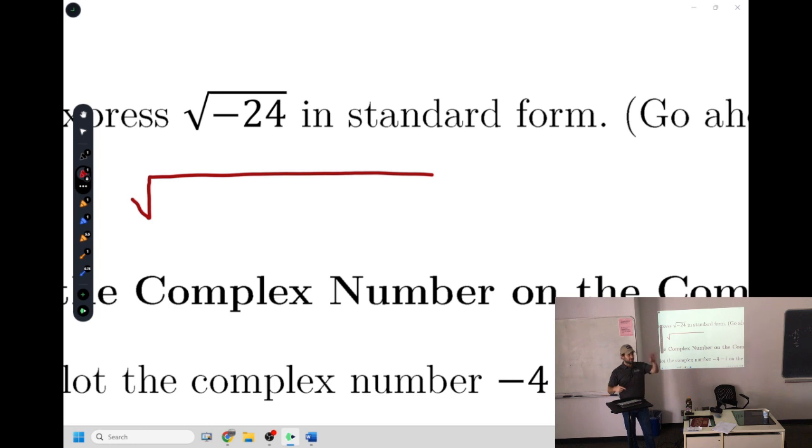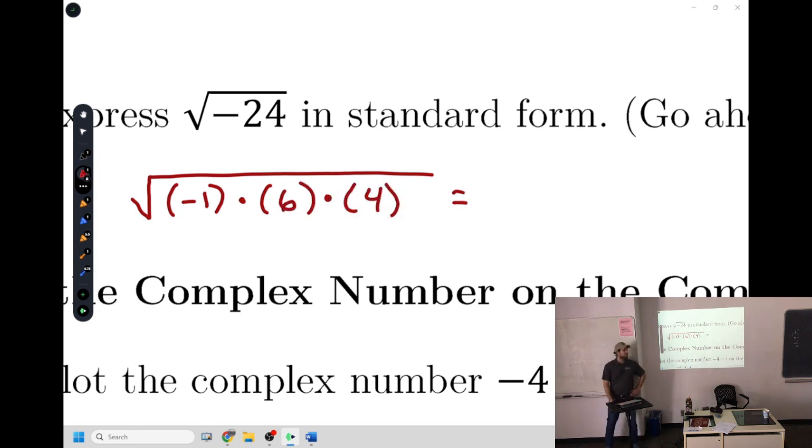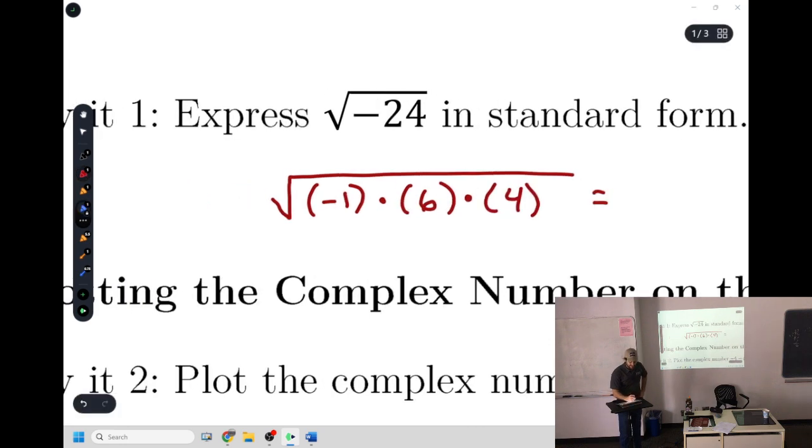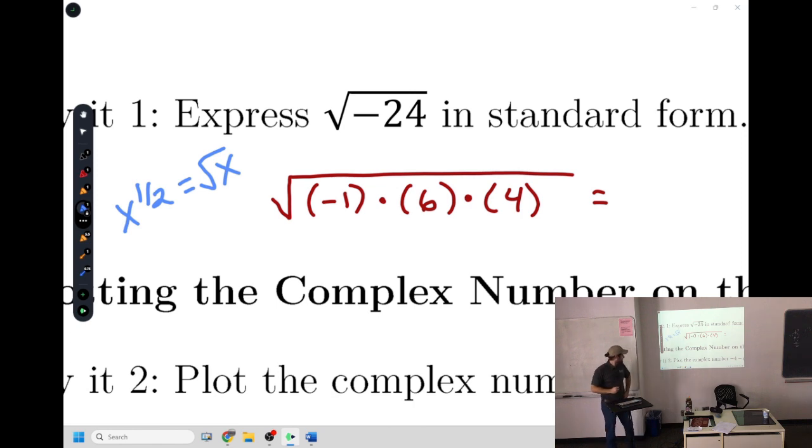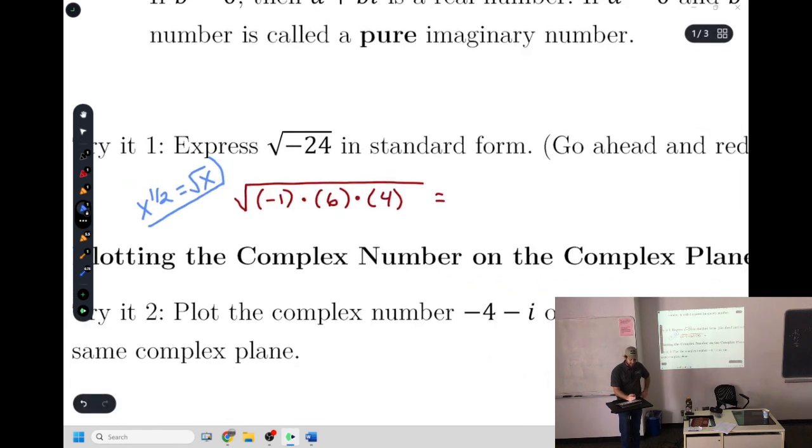So I actually want to split it into 3 cool things. -1 times 6 times 4. And you know what properties of exponents tell us we can do with square roots? Because isn't a square root technically just a really ugly exponent? Right? Well, we can separate them, right? We can distribute the exponent across multiplication. Not across addition, but across multiplication.